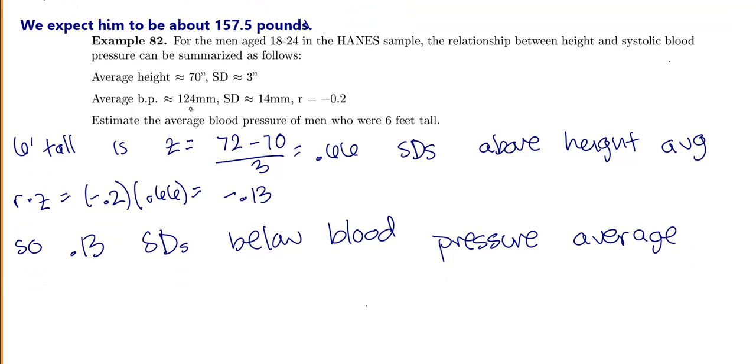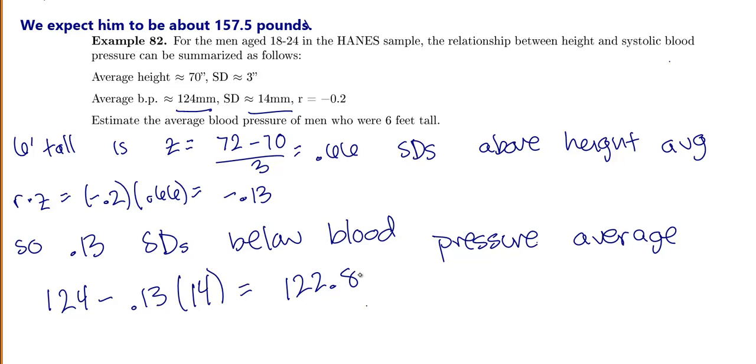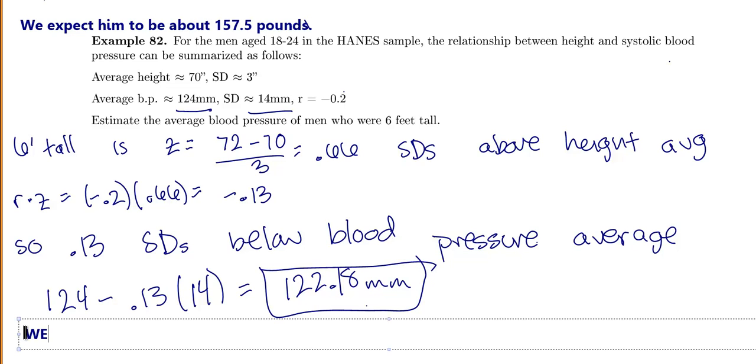Let's see what that would be then. The average for blood pressure is 124 and standard deviation is 14. So if we start at 124, but then we're supposed to be 0.13 standard deviations below it, it would be negative 0.13 times 14. So this gives me 122.18 mm. So what does this mean? This means that we estimate the average blood pressure of 6 feet men to be 122.18 mm.